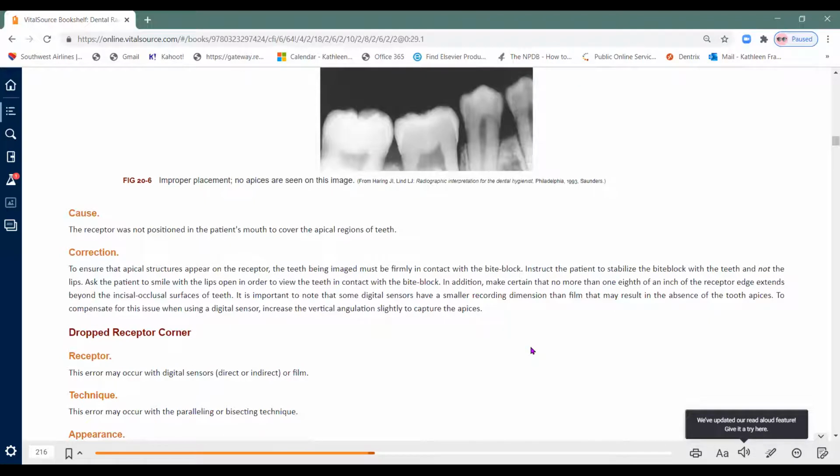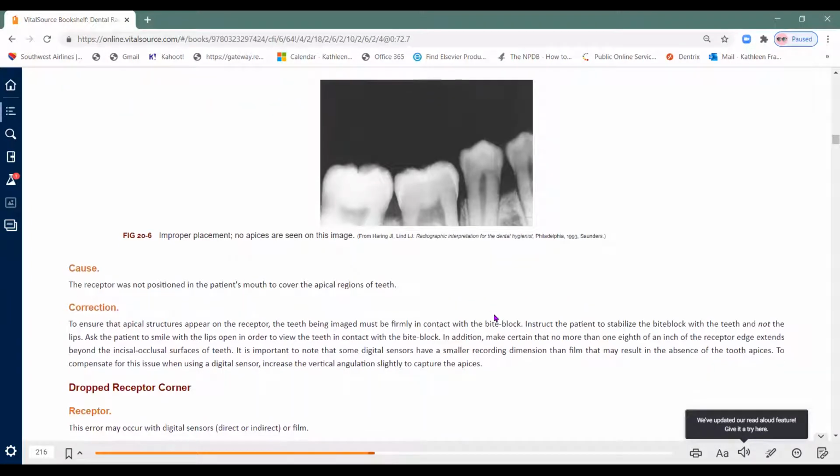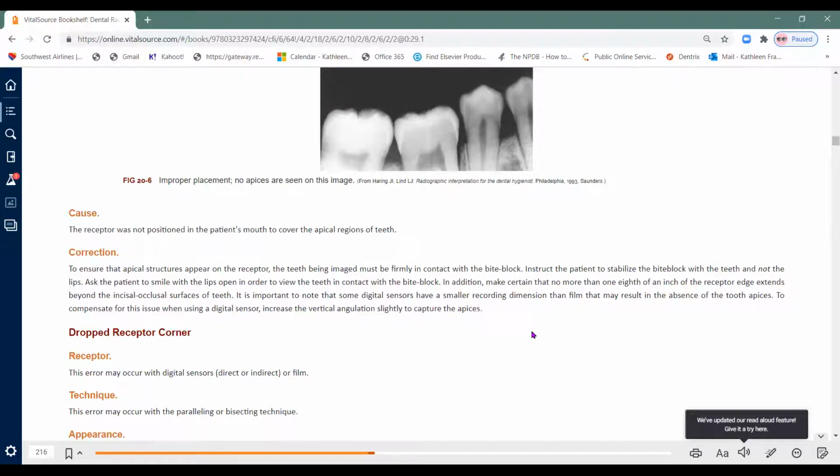So to ensure that the apical structures appear on the receptor, the teeth being imaged must be firmly in contact with the bite block. Basically this person is not biting down all the way, right? They're not biting on it, okay? So we need to tell the patient that they need to close all the way on it. That would happen if you're not looking at what your patient does. When you put the film holder in their mouth, make sure that you watch that they close their mouth all the way.